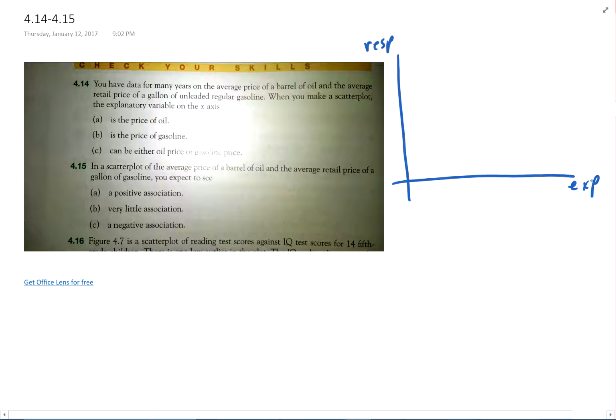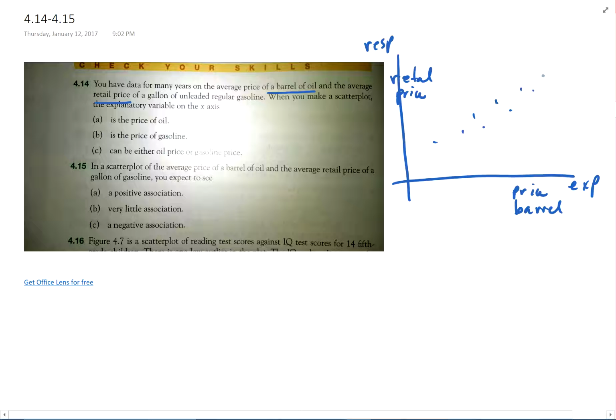We've got the price of a barrel of oil and the average retail price. Well, we've got the price of a barrel over on the explanatory because that explains the retail price. Price of a barrel goes down, retail price goes down. Price of a barrel goes up, retail price goes up.